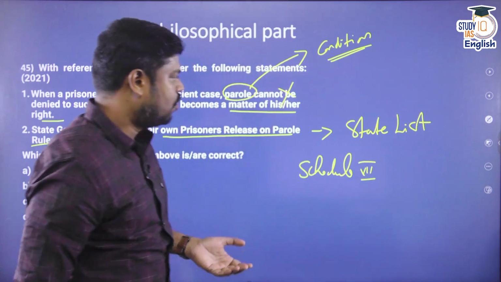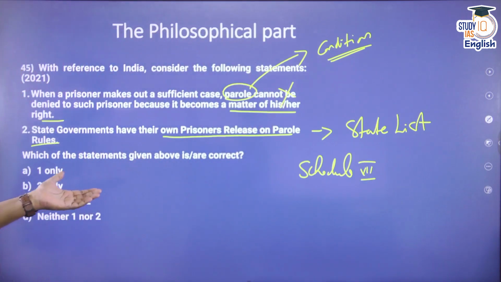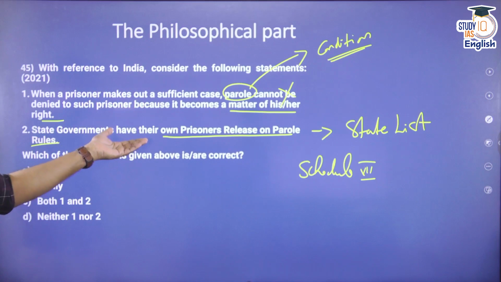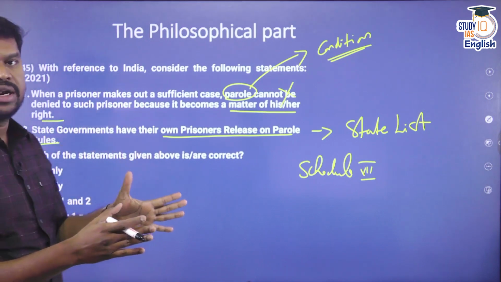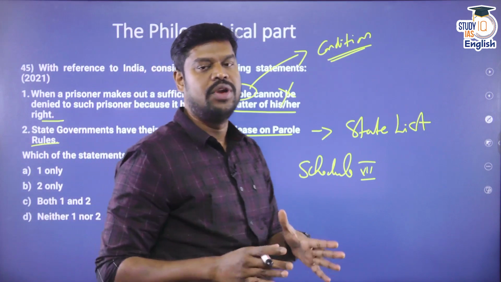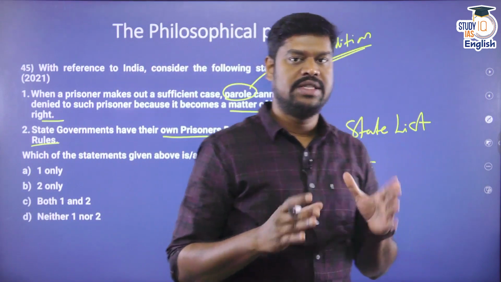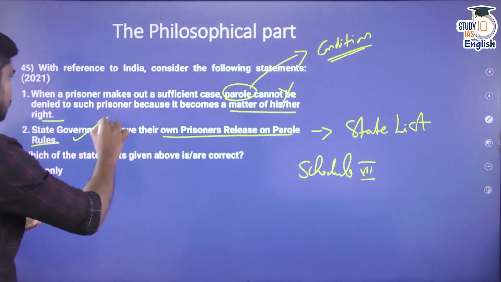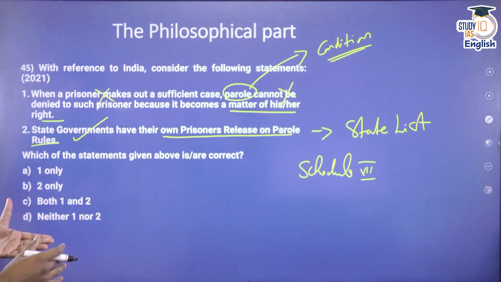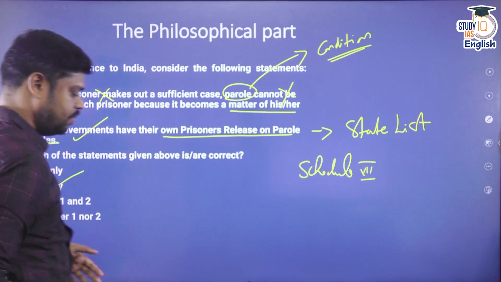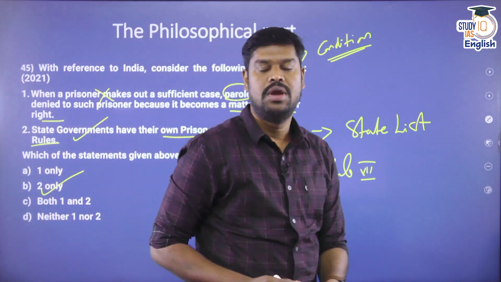So, it is definitely not a right of an individual, and there are definitely not central rules or uniform rules throughout the country. The rules have to be formulated by whom? The rules have to be formulated by the state government concerned. So, this statement is true, while the first is wrong. Which of the statements given above are correct? The correct answer would be option B, that is, 2 only.